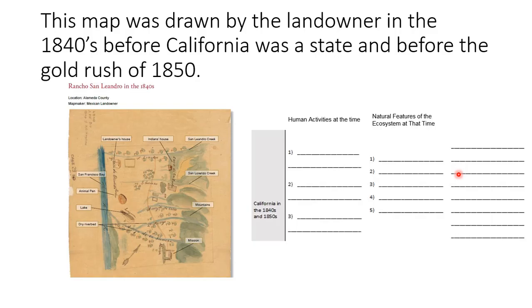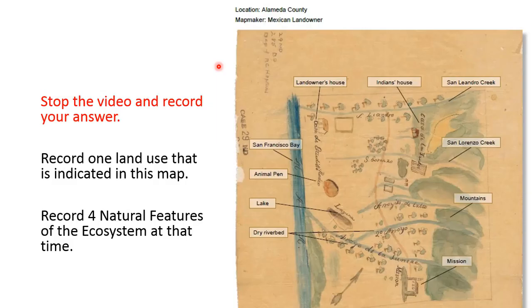Moving on. Now we're into the 1840s and 1850s. So this map was drawn by a landowner in the 1840s, before California was a state and before the gold rush of 1850. So this is a close-up. And we want you to stop the video and record your answer. Record one land use that is indicated in this map.